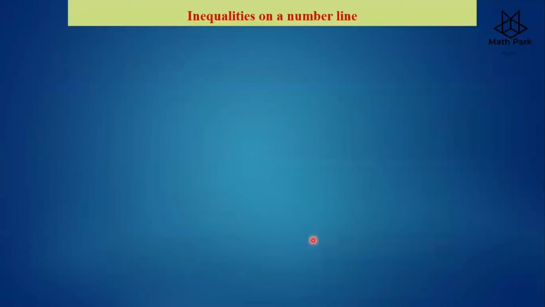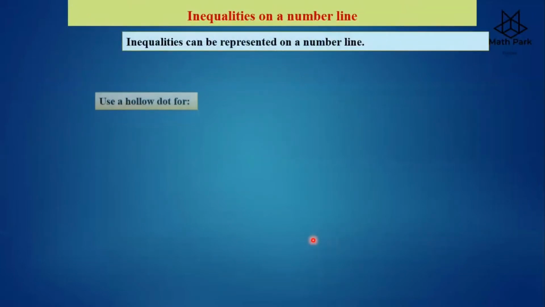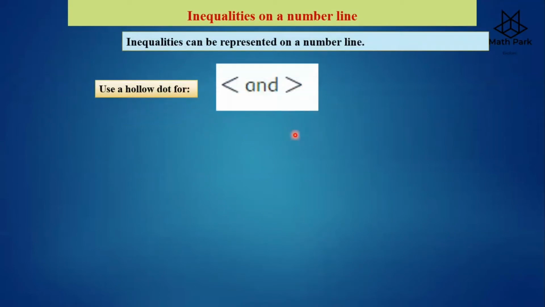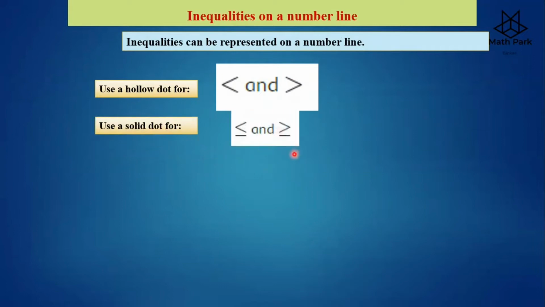Now, when we are representing the inequalities on the number line, remember these are the points. You have to use a hollow dot when it is only less than or greater than, and you will be using a solid dot or a darkened circle when you are using less than or equal to or greater than or equal to. Very important to remember this.